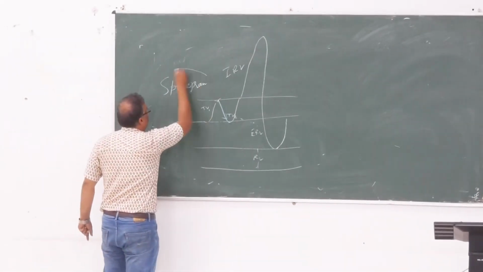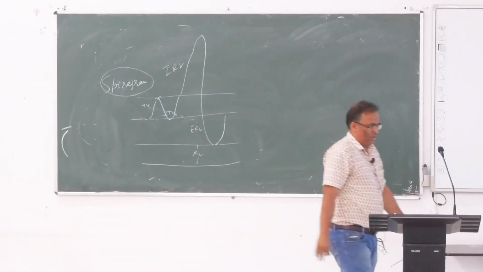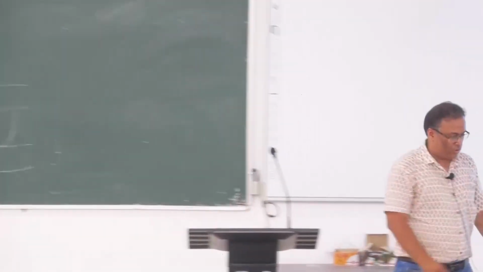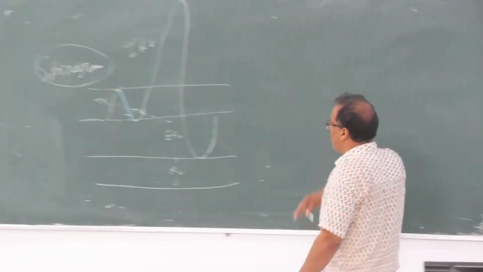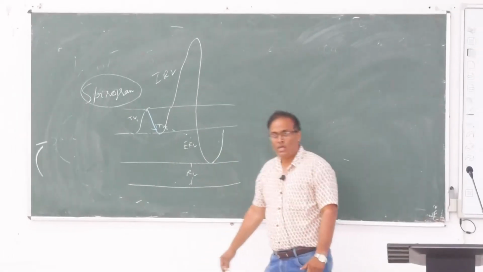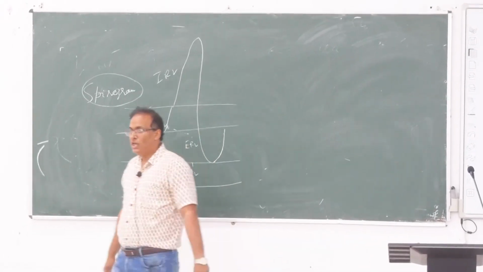Now, in exam theory it is written: just study the spirogram with all the volumes and capacities. This is the right answer, and then these are the volumes, right? Now what are the capacities here?